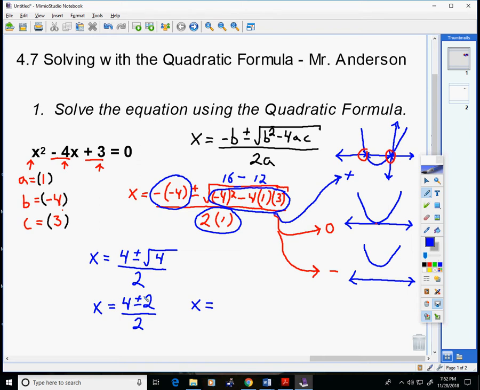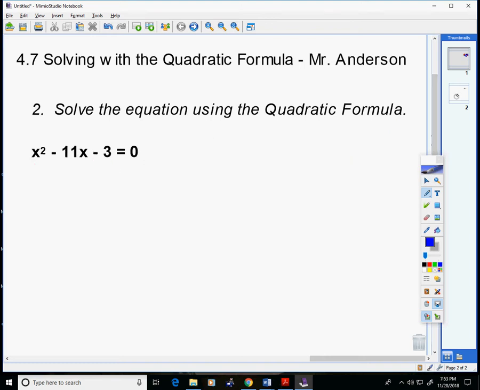So I take this northern route here, 4 plus 2, that's 6, and then divided by 2, that's going to give me an answer of 3. Or I could take the southern route here, 4 minus 2, that's 2, divided by 2 is 1. So here are my two solutions. This parabola would cross the x-axis at 3 and cross the x-axis at 1. Now let's look at one more problem.